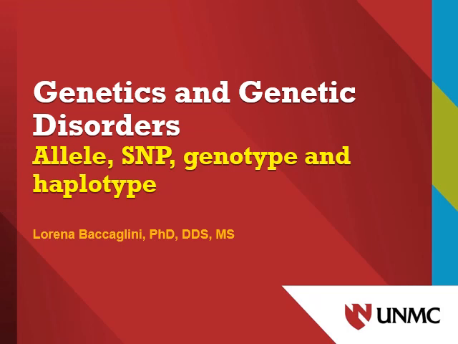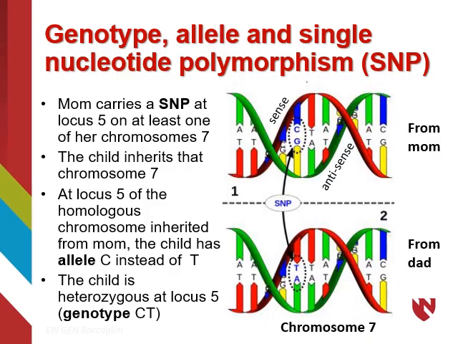In these sections, we will review alleles, single nucleotide polymorphisms or SNPs, genotypes, and haplotypes. Let's take a look at this example. Here we have a child who has inherited chromosome 7, one from mom and one from dad.